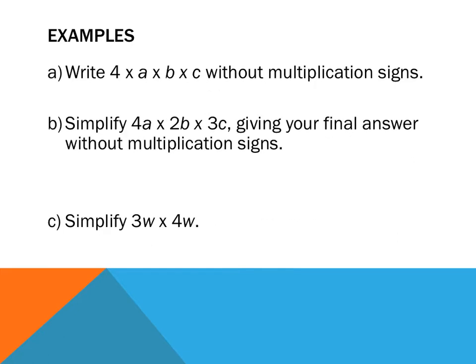So my first example says, write 4 times A times B times C without the multiplication signs. Why is Mr. Corsi getting you to do this? Reinforcing what you've done in the last few lessons. So writing 4ABC without the multiplication signs is just 4ABC. I'm trying to reinforce the fact that I never write it the long way in algebra. I always write it like this.